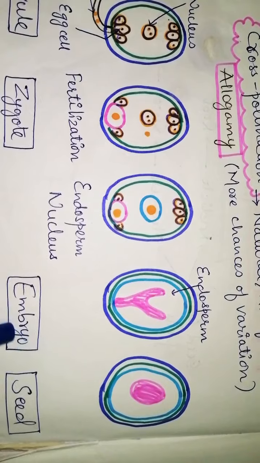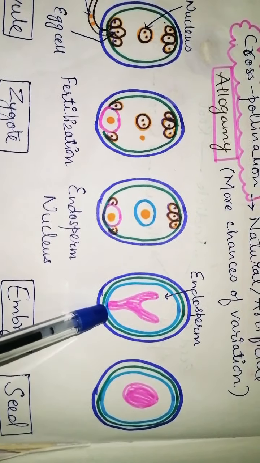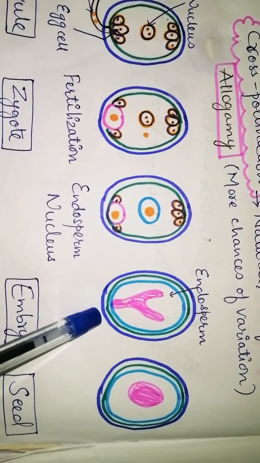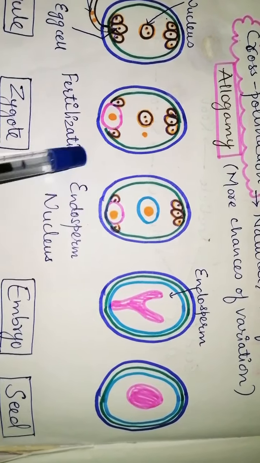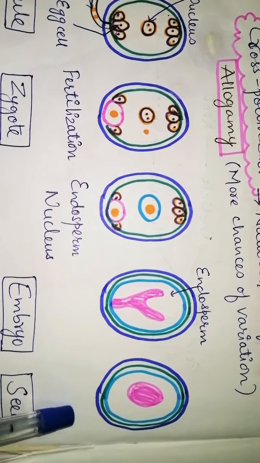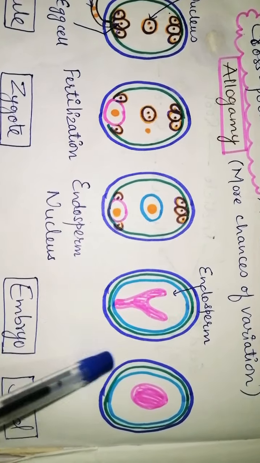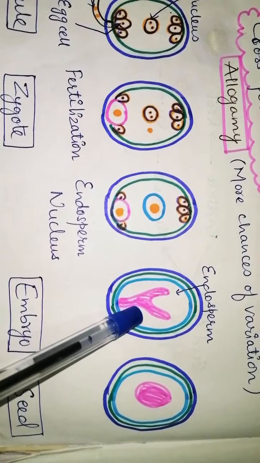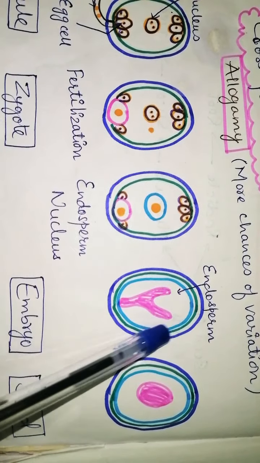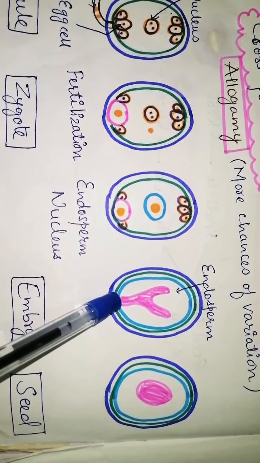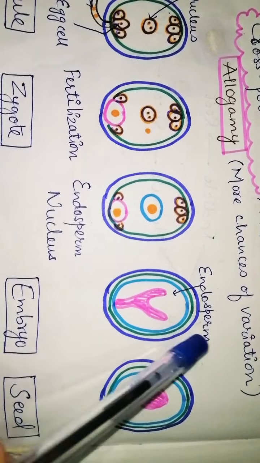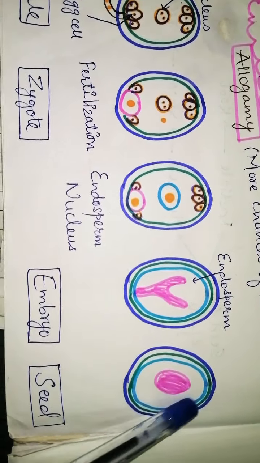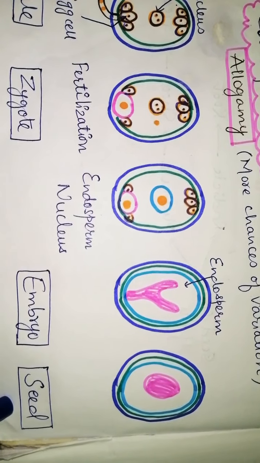Now embryo is a mass of many cells all together. When one cell undergoes multiple cell divisions and forms a mass of cells, this is known as the embryo. Embryo is surrounded by the endosperm. Now this embryo and endosperm, they combinedly make a structure known as a seed.